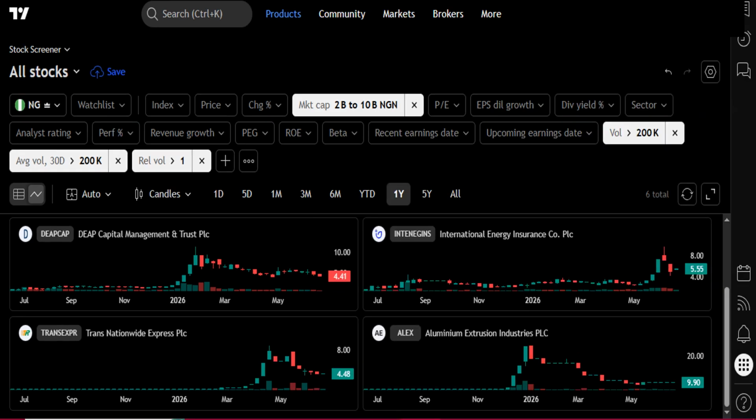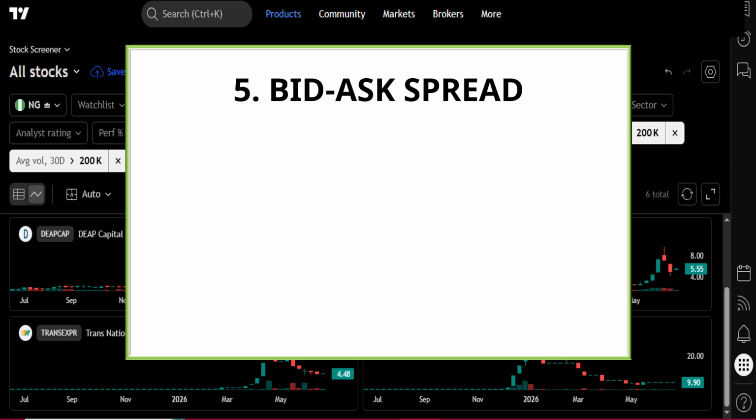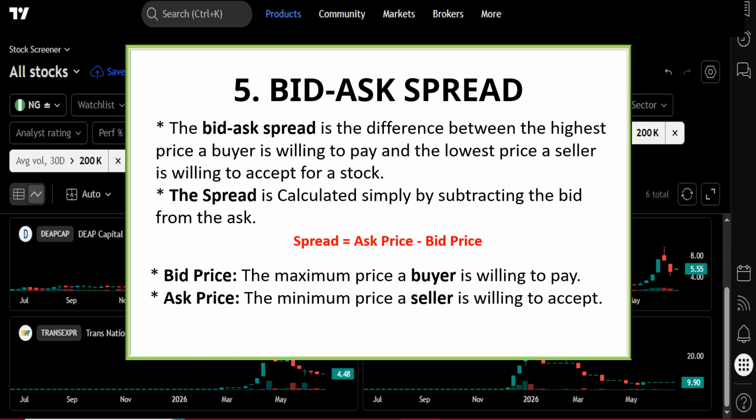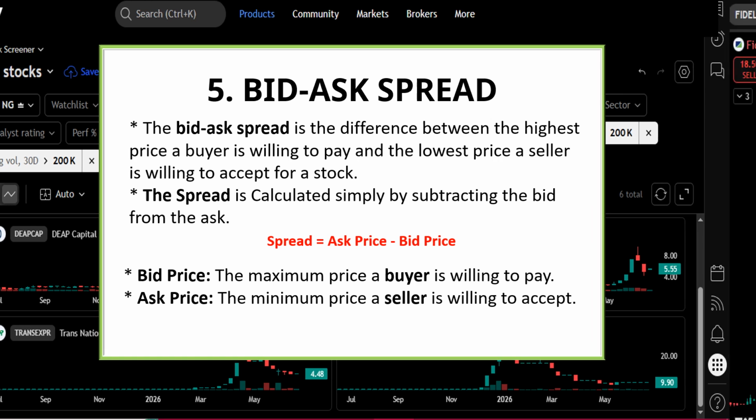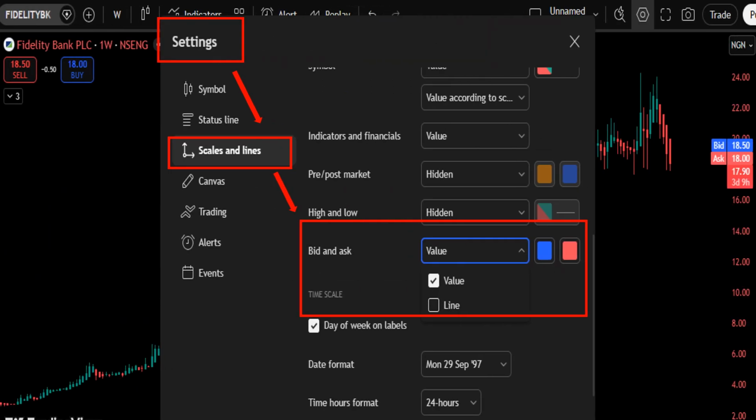Optional filter number 5, bid-ask spread. This is an advanced liquidity filter. The spread measures the difference between the buying price and selling price. Smaller spreads generally indicate better liquidity. Lower spread usually means smoother entries and exits. And here's my personal rule. If I cannot comfortably sell my position within a reasonable time frame, I usually avoid the trade because profitability matters, but liquidity is what allows you to actually realize those profits.